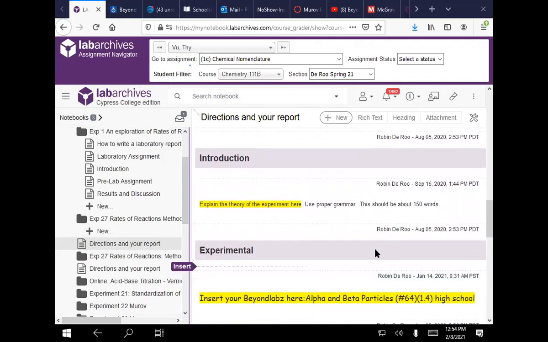Okay. You're going to want to read the introduction in the Murov, and then write about 150 words. What's the theory? What are we doing here? This is a rates experiment, trying to figure out the rate law. So it's the theory. Notice the keyword theory.